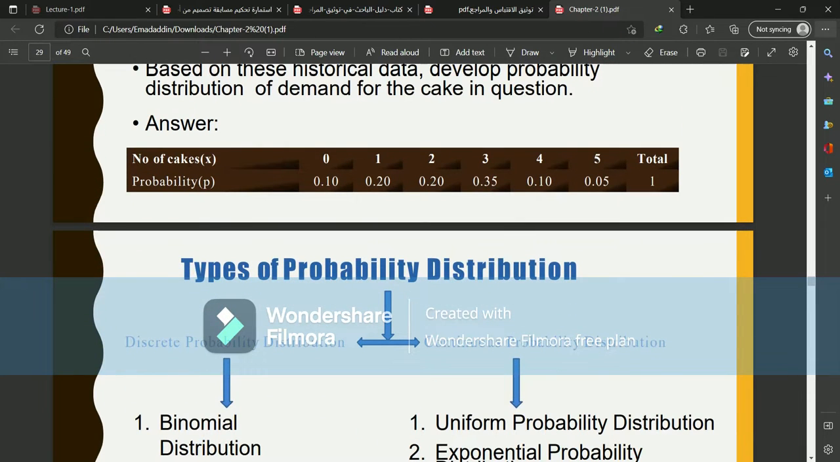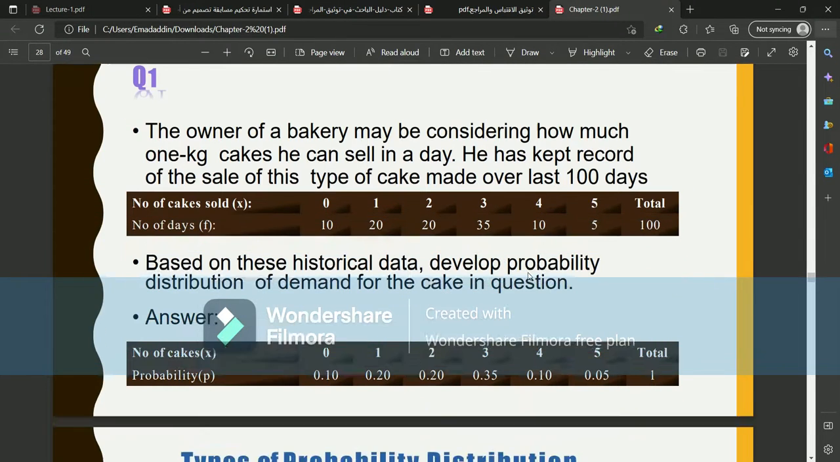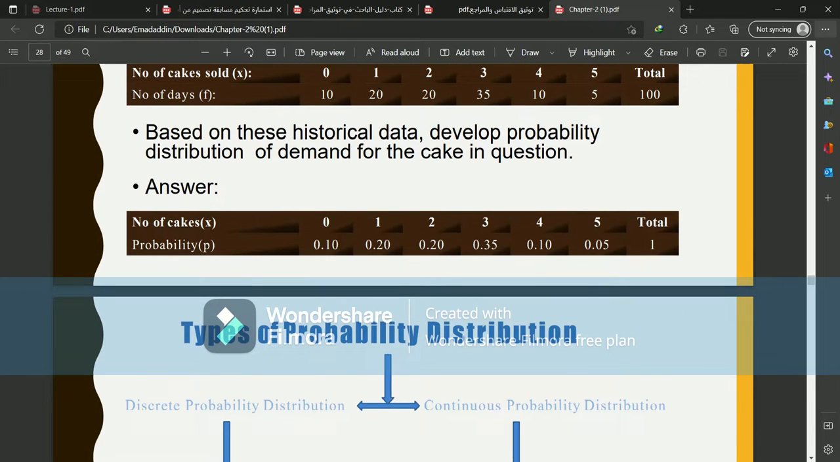The answer: number of cakes from 0 to 1, and probability, which is 0.10, 0.20, 0.20, 0.35, 0.10, 0.05, which is here. The probability is the same as the percentage. So 10, what's the percentage of 10? It will be 0.1. What's the percentage of 20? 0.2. What's the percentage of 35? 0.35. And 5, the percentage is 0.05.